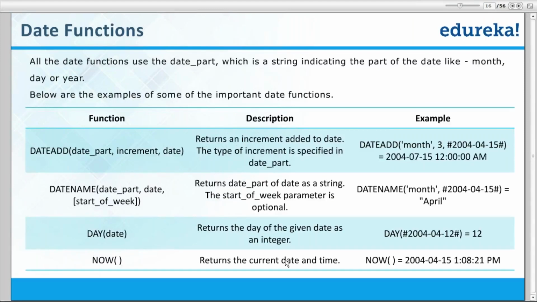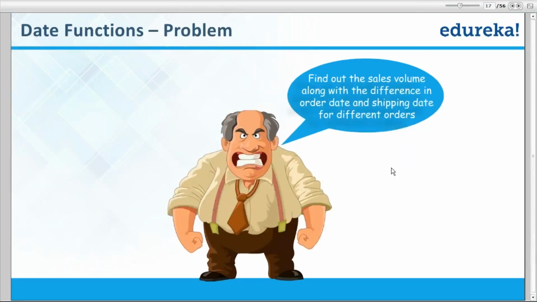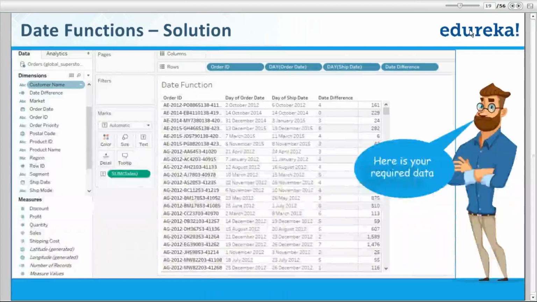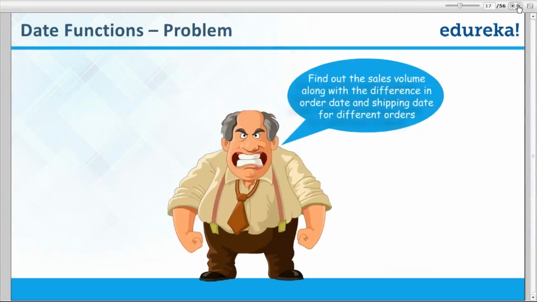Okay. So, if you are all clear with the concepts for the date, now we can go to solving some problems. The problem for you all now, friends, is to find out the sales volume along with the difference in order date and shipping date for different orders, for different order IDs. So just to make things easy for you, I'm not going to show the calculation. Just take the order ID, friends, take the sales volume, and display the difference between your order date and shipping date.